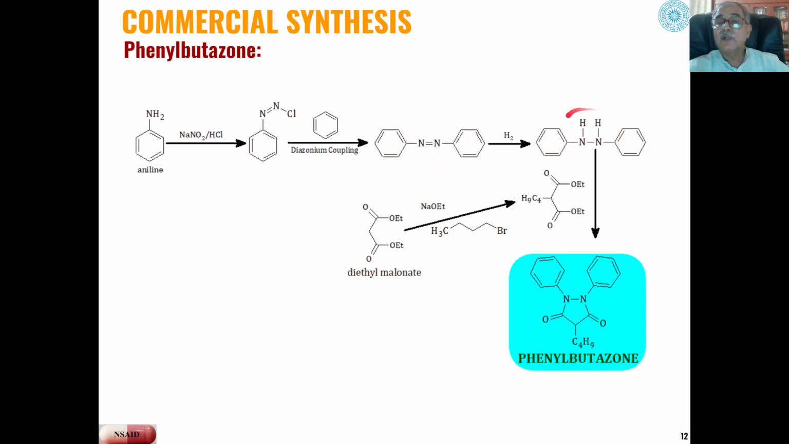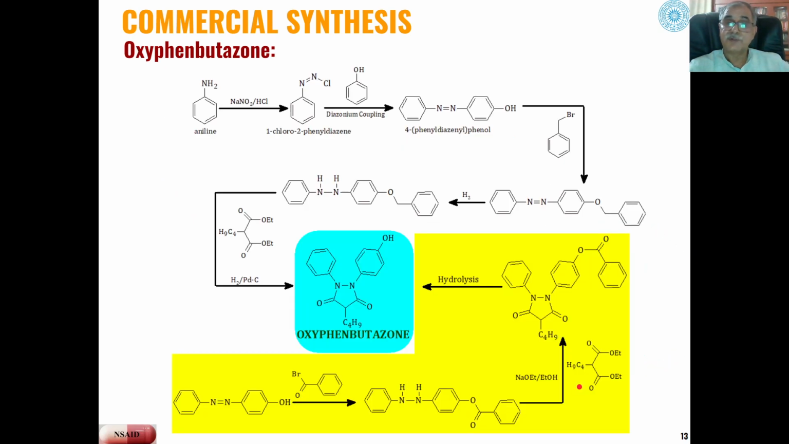This on reduction will give you this reduced dinitrogen compound, and when this condenses with this diester, this nitrogen will attack this carbonyl, OEt will be removed from here, H from here. Similarly one molecule of ethanol will be removed from here, and we will get phenylbutazone as the product. So this is a very simple process of converting aniline and diethyl malonate into phenylbutazone as the product.